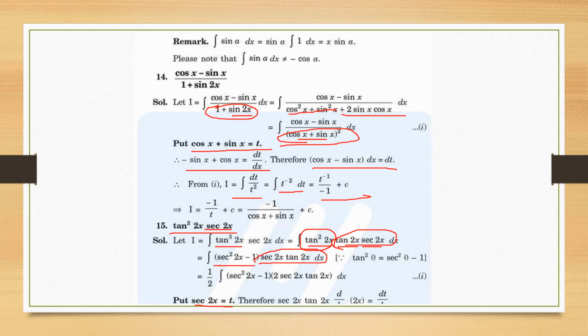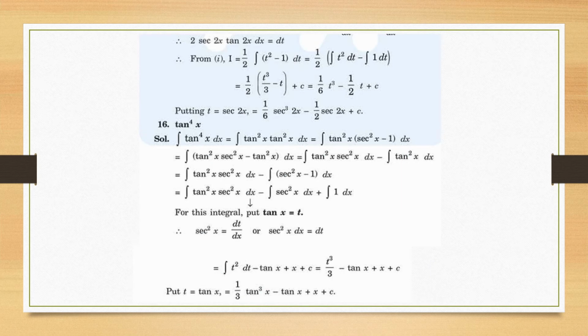So it is half. It becomes half of t square minus 1 dt. Because this becomes dt. Half of t square minus 1 dt. So it is half, t square is t cube by 3, and it is minus t plus c. Now put the value of t as secant 2x, and you'll get the answer.